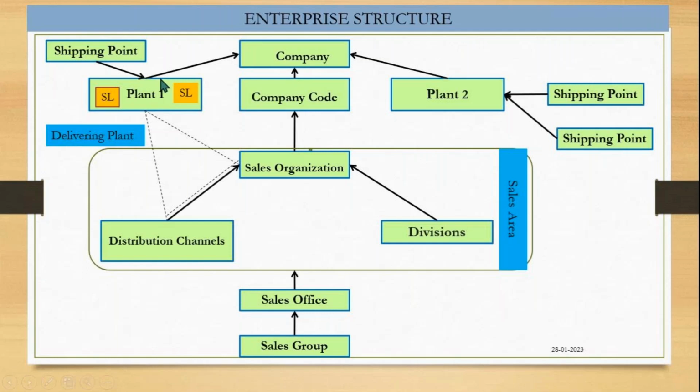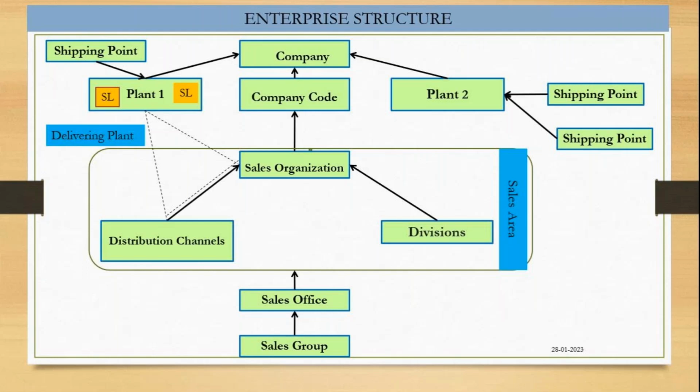But whatever plant we call a delivering plant must be assigned to the sales organization through a distribution channel. See here, this plant is assigned to the company code, but I don't want to use it as a delivering plant. In that case, a plant to sales organization assignment is not required. Let's say I have 4 plants in India, but I want to create outbound deliveries using only one delivering plant.